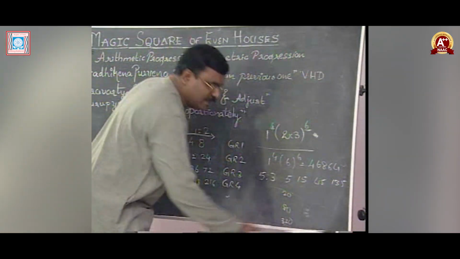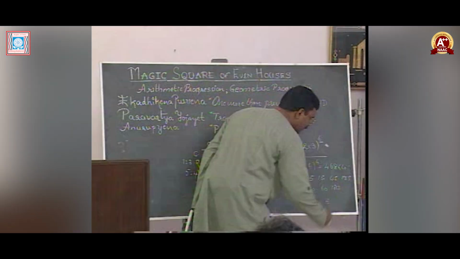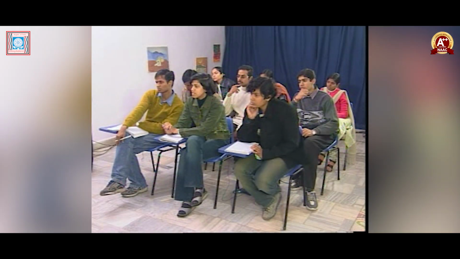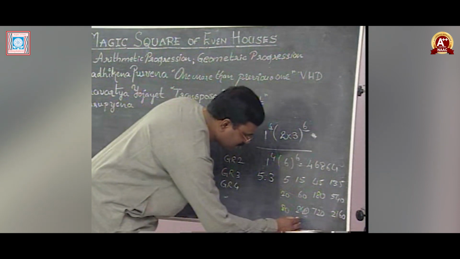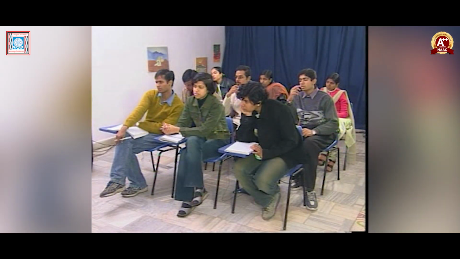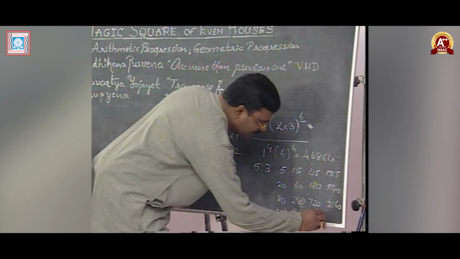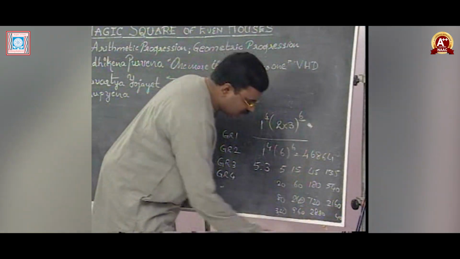20 times 3 you will get 60. 60 times 3 is 180. 180 times 3 is 540. Then 240, 720, 2160. Let me check the calculation: 80 times 3 is 240. Then 240 times 3 is 720, 720 times 3 is 2160.